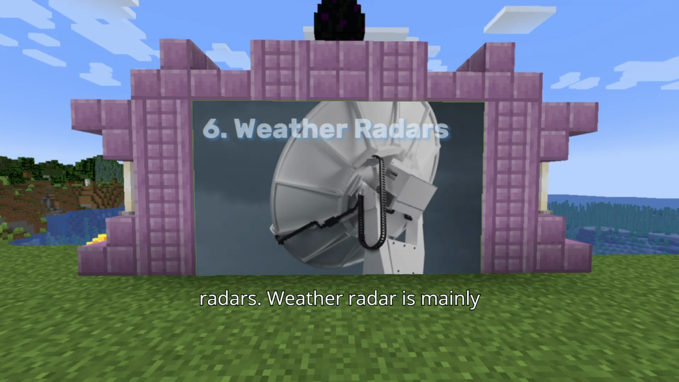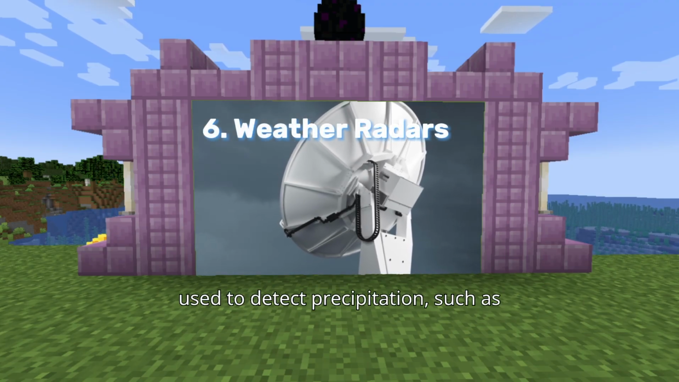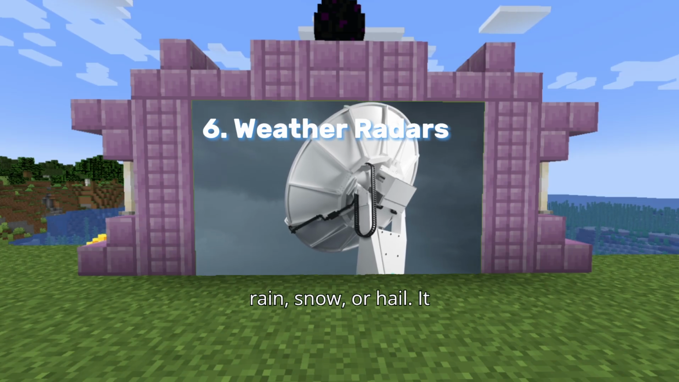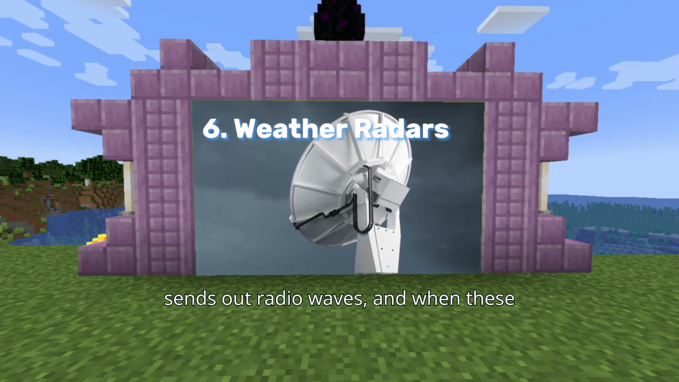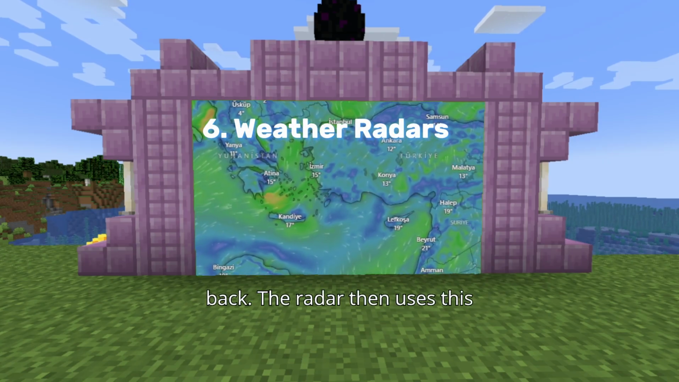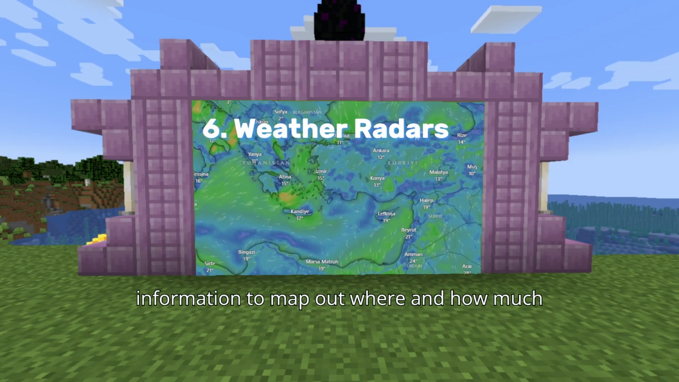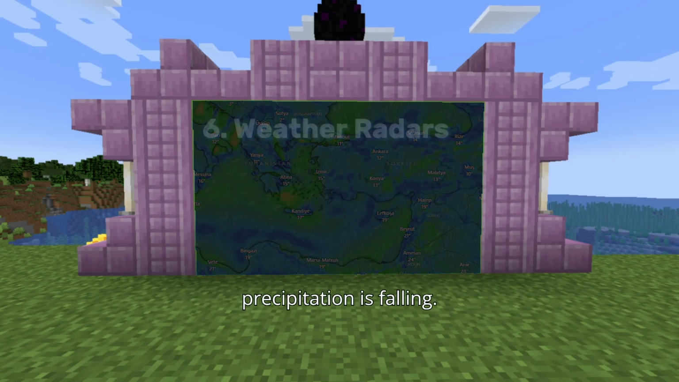Weather radars. Weather radar is mainly used to detect precipitation, such as rain, snow, or hail. It sends out radio waves, and when these waves hit rain droplets, they bounce back. The radar then uses this information to map out where and how much precipitation is falling.